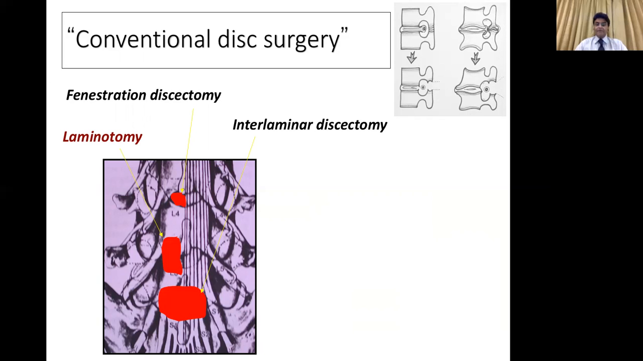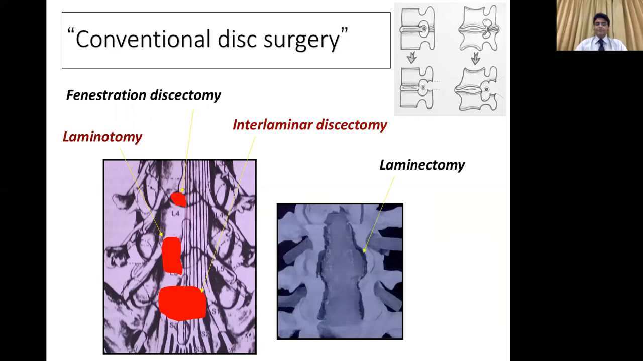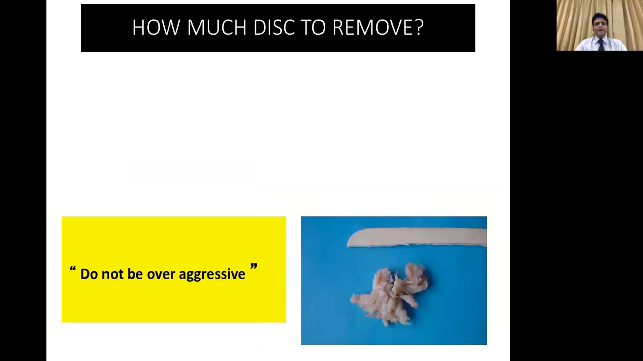We do not, for a disc, do a huge laminectomy anymore. That is reserved for the multi-level compressions in lumbar canal stenosis if necessary. How much of the disc should we remove? Never be over-aggressive. Remember, it is not a disc surgery. It's a nerve root decompression surgery.